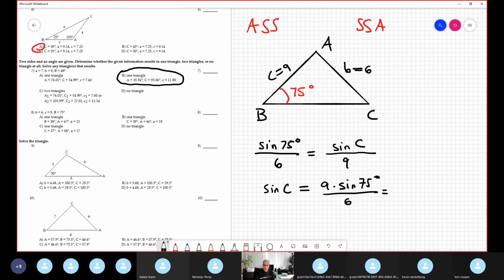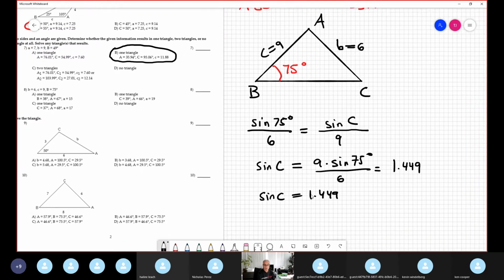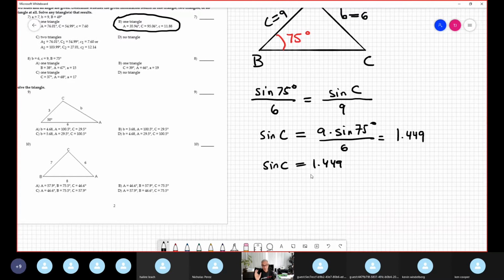Then I put this in my calculator, and I get the answer 1.449. So I have sine C is equal to 1.449. If you realize that this is a contradiction, it's not necessary to put it in the calculator. But if you put it in the calculator, the calculator says undefined, because sine inverse of 1.449 is not defined. Let me try to put it in my calculator.